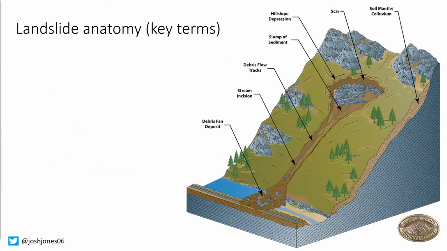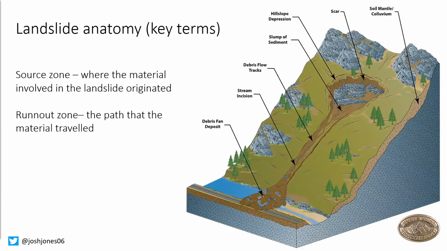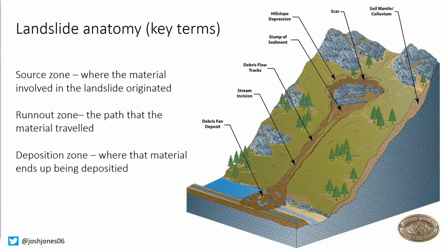So this diagram shows the key anatomy of a landslide. I don't want to go into too much detail here, but I do want to mention a few key terms that I'll be using throughout the rest of this talk, which are the source zone, runout zone, and deposition zone of a landslide. Now, these are the main three zones that exist within any landslide event. The source zone, as highlighted here, is the location where the material involved in the landslide has originated. The runout zone is the path that material will have traveled downslope, and the deposition zone is where that material will end up being deposited. And I'll be using all of these terms throughout the rest of this talk.